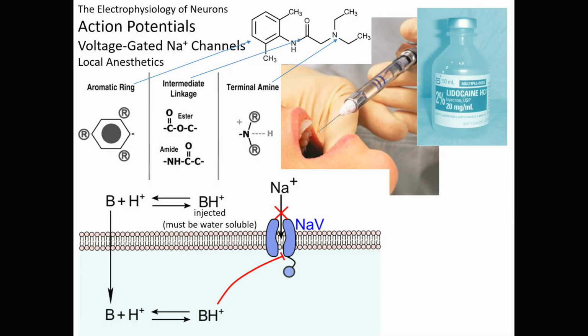Okay, so that's what we have to appreciate, right? That this deprotonation is necessary for the local anesthetic to become membrane permeable. It then crosses into our neurons, reprotonates inside, binds to the interior face of the voltage-gated channels, blocks them from transmitting sodium, and therefore stops action potentials from occurring.